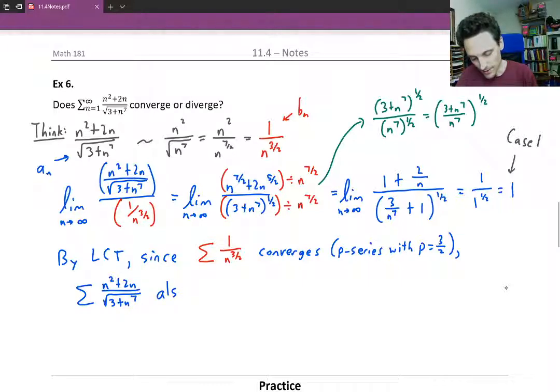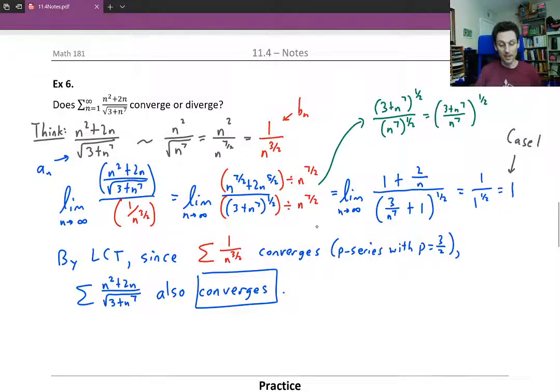So R series is also going to converge, because case 1 says that the convergence and divergence are tied together if you get the limit equals some positive finite number. In our case, it was 1. This was like our C value again.